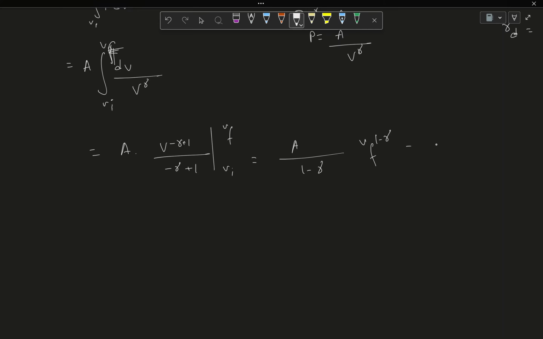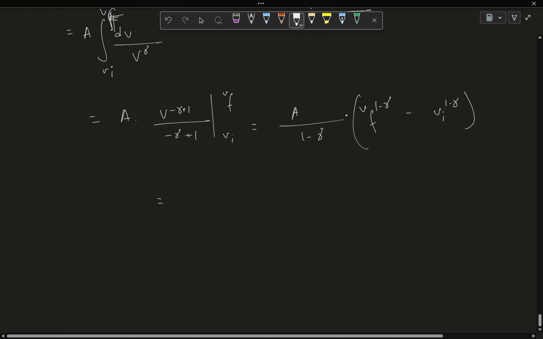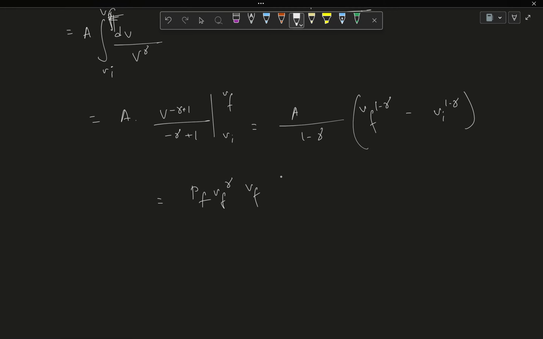Vf to the power 1 minus gamma minus Vi to the power 1 minus gamma. Now you again substitute the value of A here. A can be written as Pf Vf to the power gamma into this term, Vf to the power 1 minus gamma, minus again, A can also be written as Pi Vi to the power gamma, because ultimately this is a constant which is a product of PV to the power gamma. So it does not matter whether you use the initial state or final state.